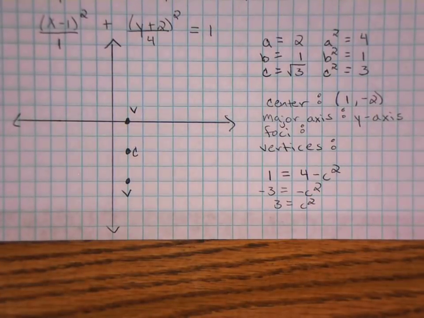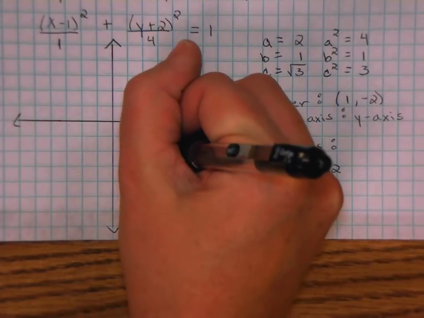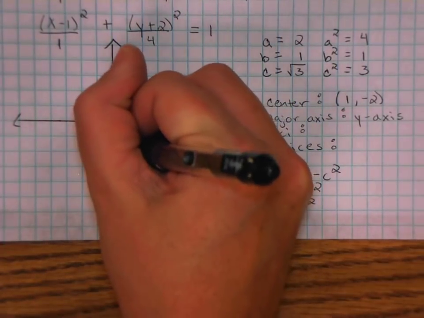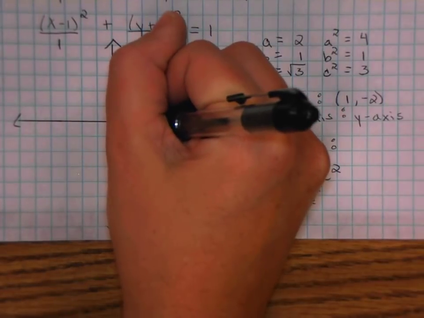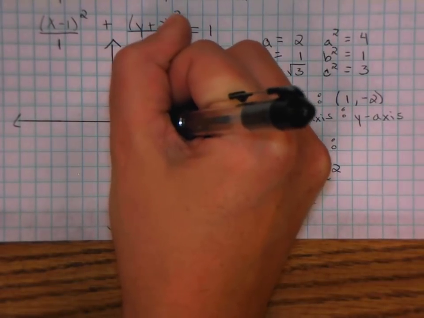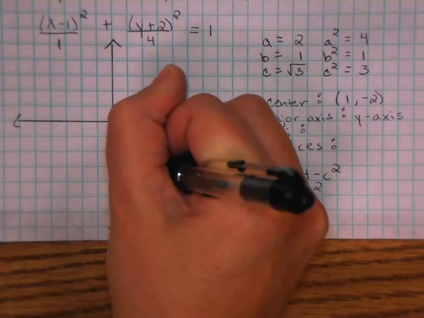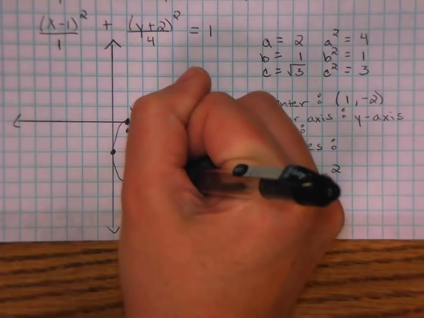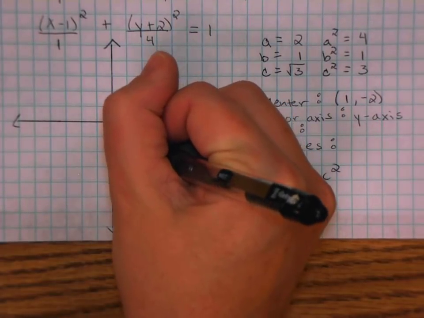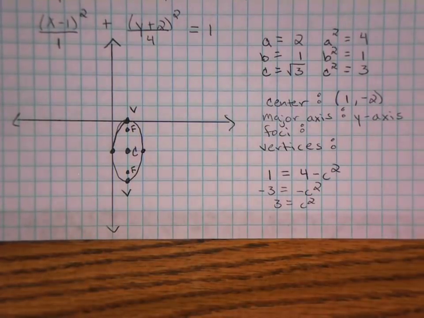B gives me the distance to my extra points, which should be opposite directions from my vertices. So I would have 1 to the right and 1 to the left. C being the distance to my foci. The square root of 3, knowing the square root of 4 is 2, it must just mean that it's a little bit less than 2. So I'm going to put my foci inside. Draw this in. Remember, your foci should be on the inside of your ellipse. Don't leave them floating on the outside.